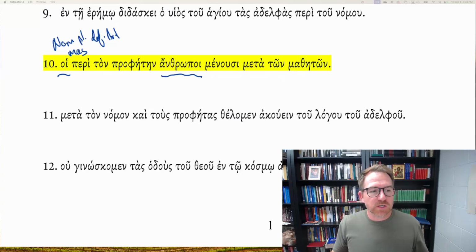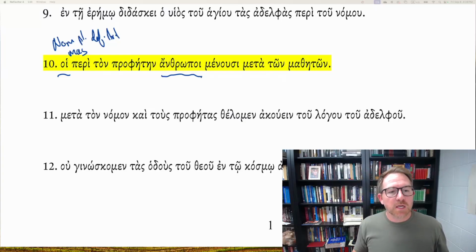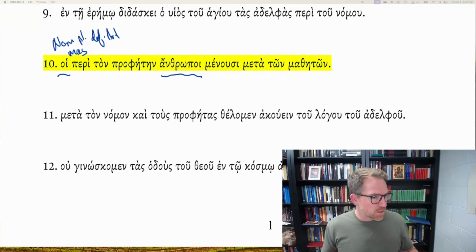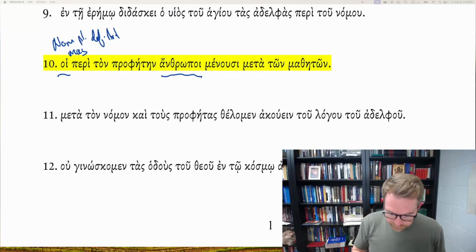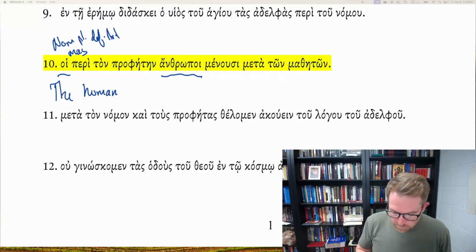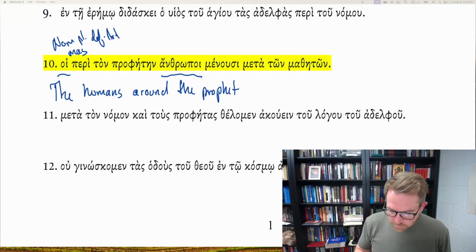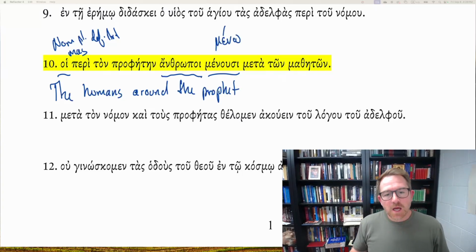So the subject of our sentence is hoi anthrōpoi, the humans or the persons. Which humans, which persons are we talking about? The humans peri tou prophētou. Peri is one of our prepositions, followed by the accusative, in this case, around. So the humans or the persons around the prophet, menousin, from our verb menō, to remain, or abide.